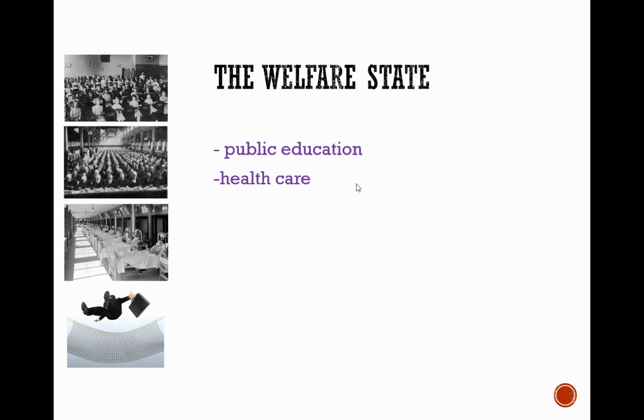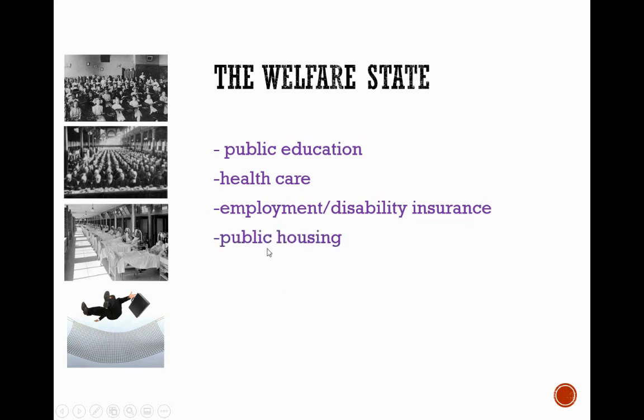So in Canada, you go to see a doctor, well, you don't pay, right? It's funded through our tax dollars. Employment or disability insurance, right? This is part of the social safety net, right? So if you lose your employment, you lose your job, well, then we have employment insurance that is there as a safety net to catch you. Or if you become disabled, we have disability insurance that is there to catch you. We have public housing.